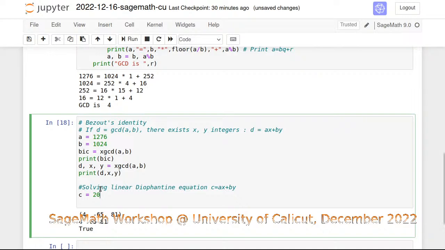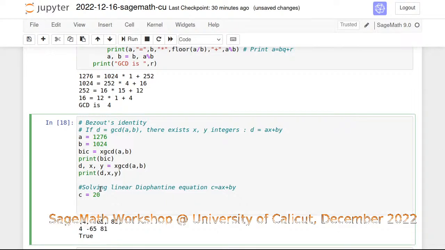Therefore, if you multiply with 5 on both sides, you will be getting 20 on the left, and you multiply X and Y with the same 5. So you will be getting a solution. So 5x and 5y are the actual solutions. For that, the very first thing that we have to check is if C is a multiple of D or not. C percentage D not equal to 0.